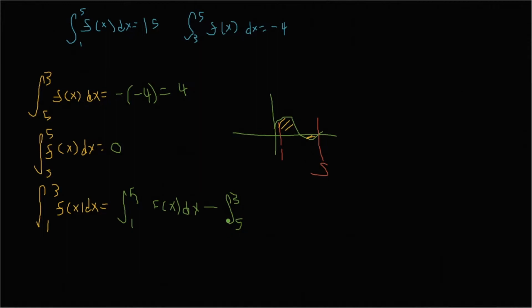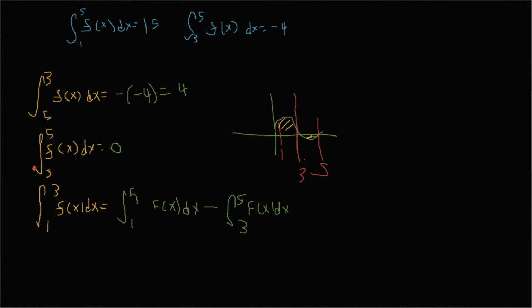3 to 5 of f of x with respect to dx. Because all we're doing is just subtracting this area. We're saying we don't want to go from 1 to 5 anymore. We want to go from 1 to 3.